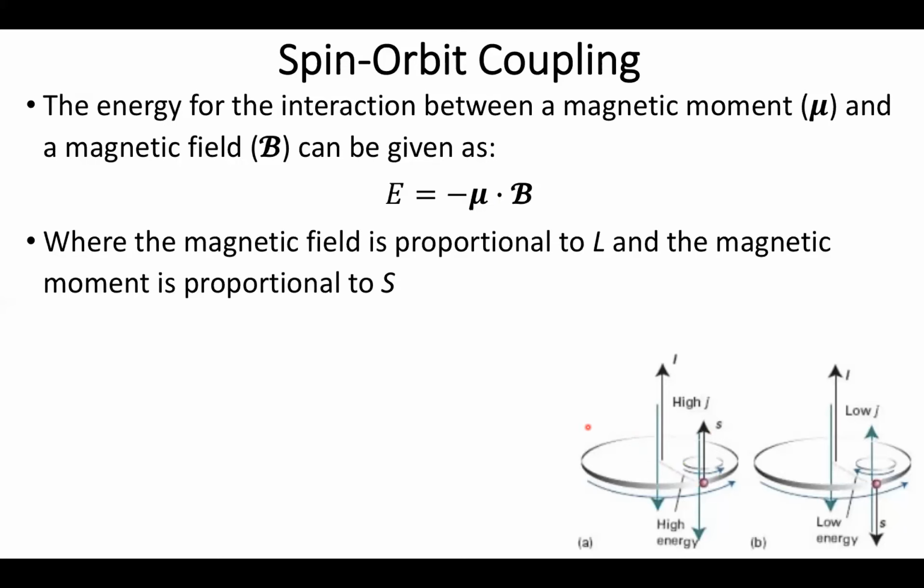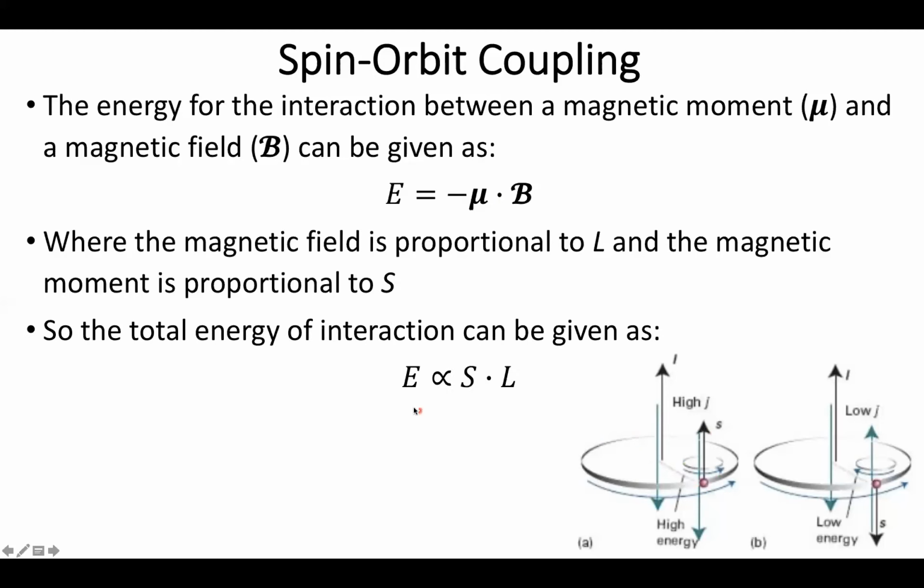And because the object I actually care about is the electron, its magnetic moment is going to be proportional to the spin angular momentum, S. And so the energy of interaction is going to be proportional to the dot product of our spin angular momentum and our orbital angular momentum.